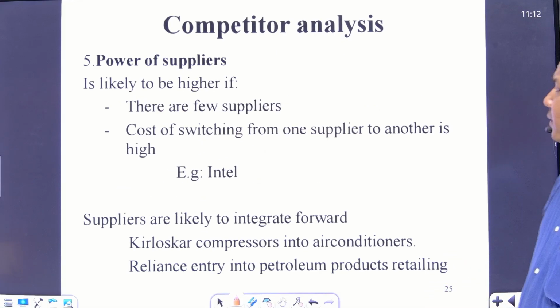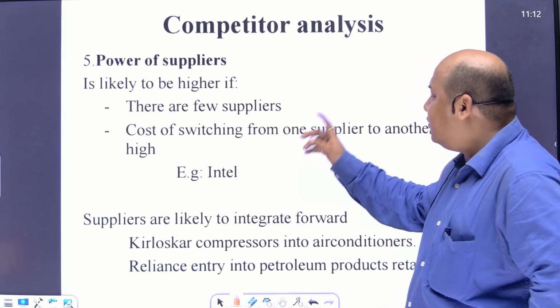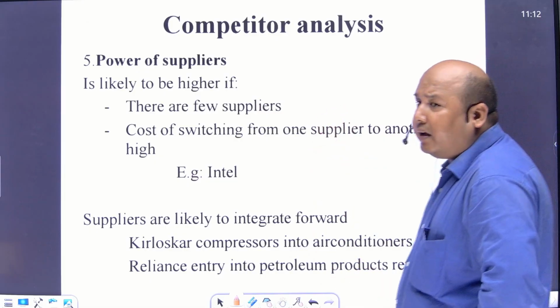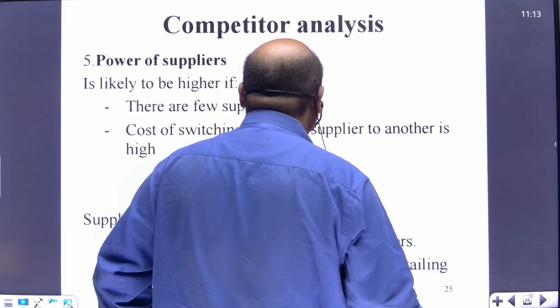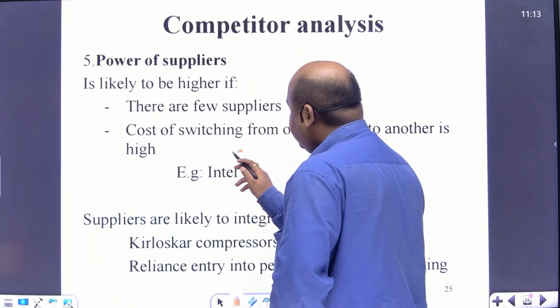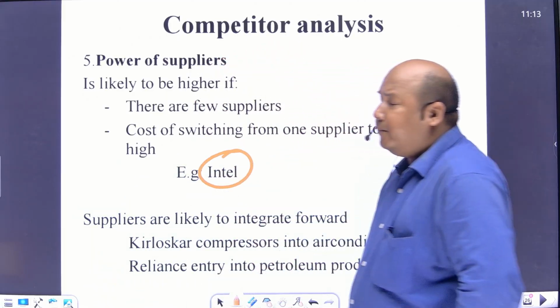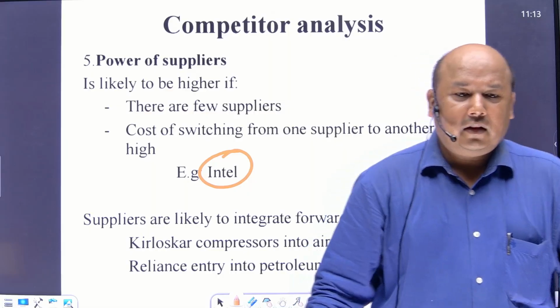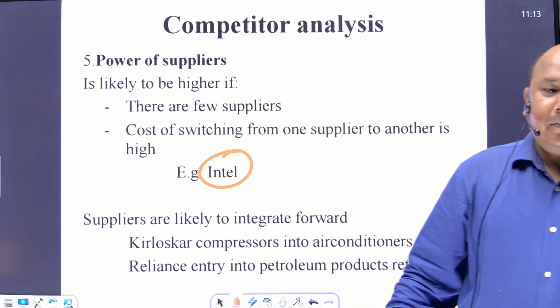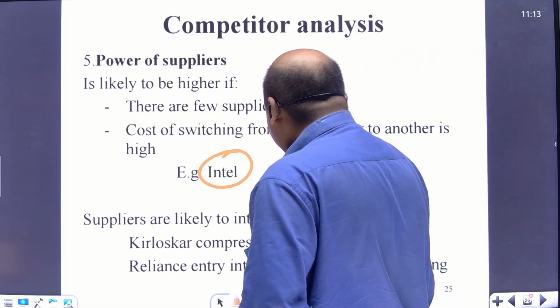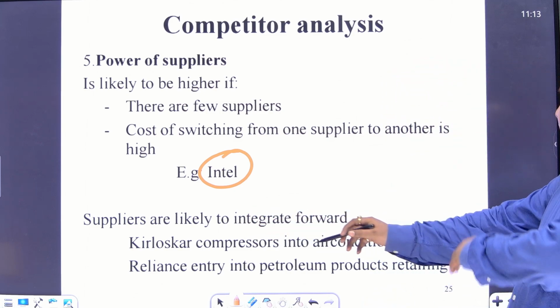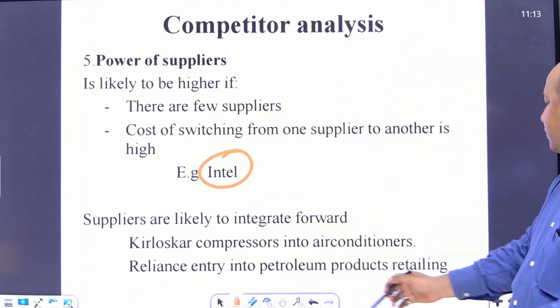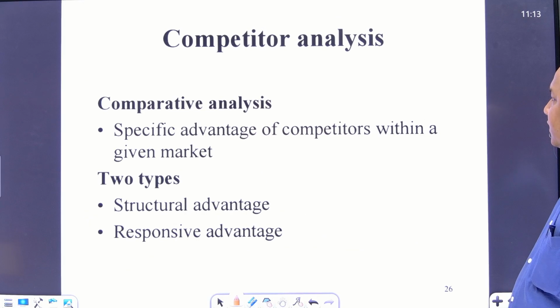Now power of supplier is likely to be higher if there are few suppliers. If suppliers are fewer, the power of supplier will be high. Cost of switching from one supplier to another is high. For example, Intel, because they are the market leader in chips. All the chips are almost made by Intel. They are the market leader. Suppliers are likely to integrate forward, for example compressor to air conditioner. Reliance's entry into petroleum products is another example.